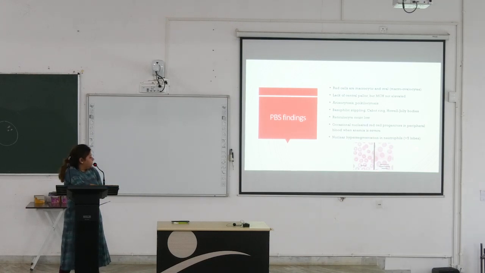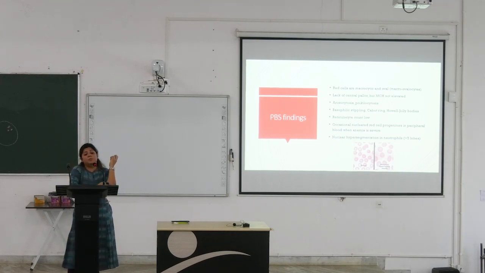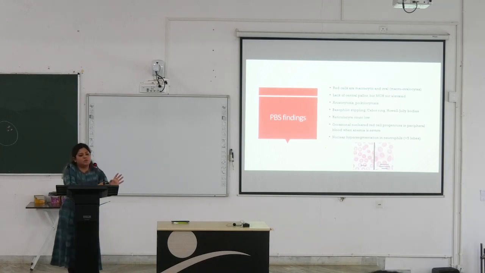And nuclear hypersegmentation in neutrophils. How many lobes are normally seen in the neutrophil? 3 to 5, yes. If there are more than 5 lobes in at least 5% of the neutrophils seen in the peripheral blood, then we can say that this is hypersegmentation of the neutrophils.